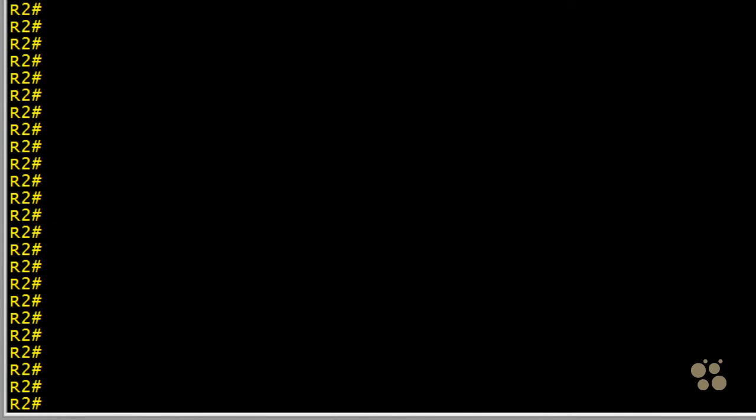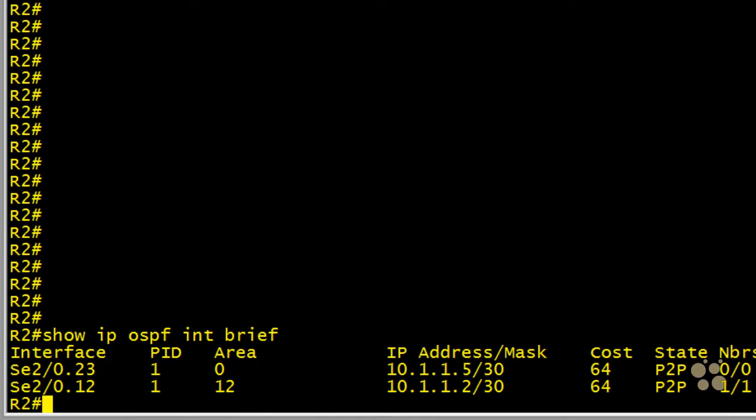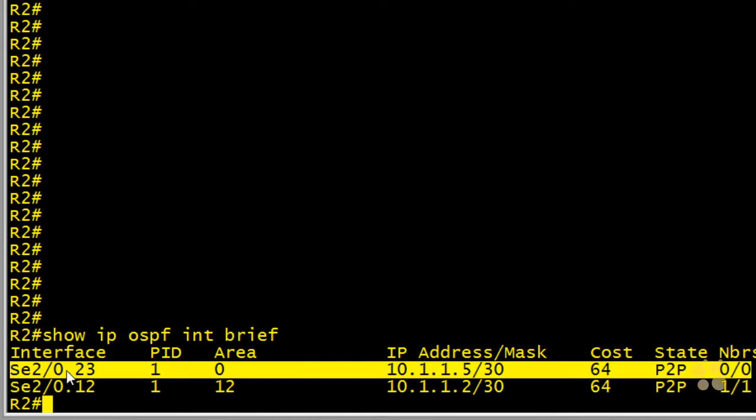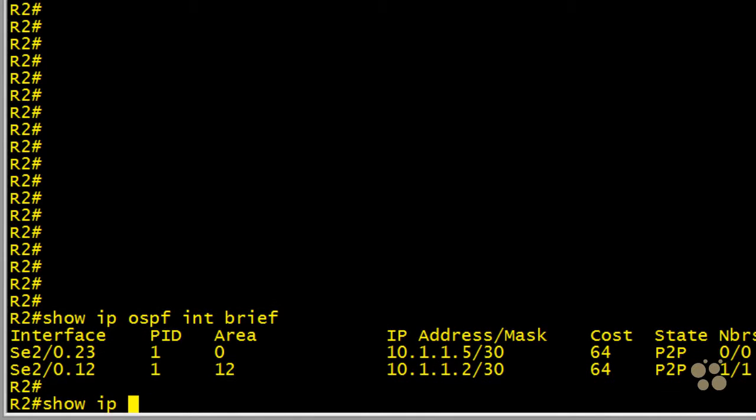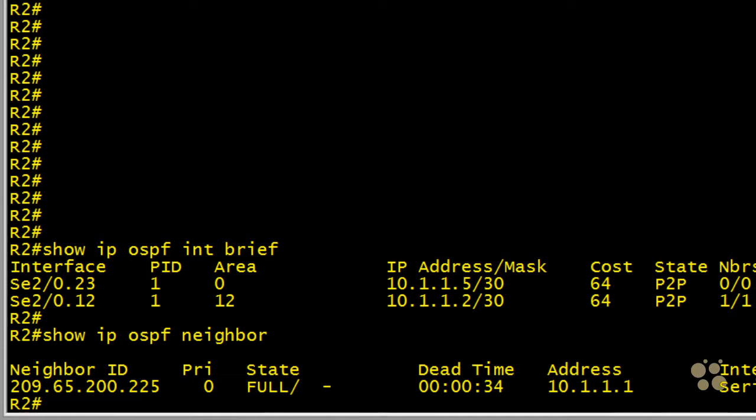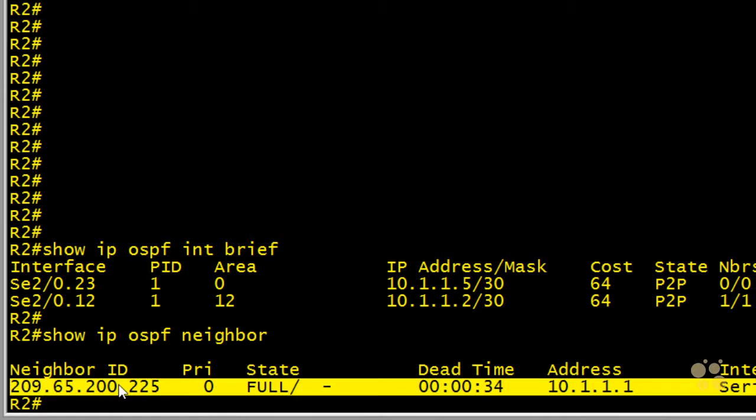So here at router 2, we'll do a show ip ospf interface brief just to verify which interfaces have OSPF enabled. So at the moment our concern is serial 2/0.23. The configuration on R2 says it's part of area 0 based on this output, but we do not have an OSPF neighborship with R3. We can verify that here with the show ip ospf neighbor, and sure enough, we've got an adjacency with router 1, but not with router 3.